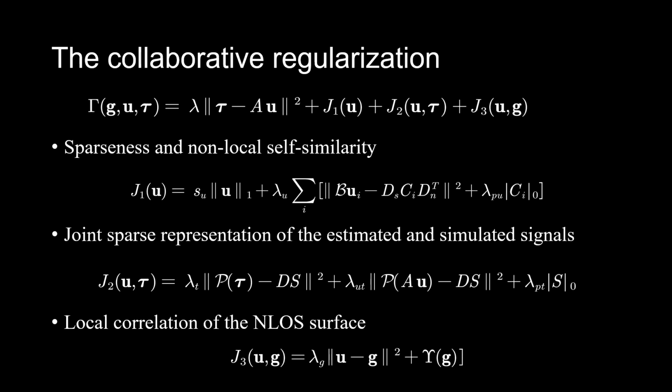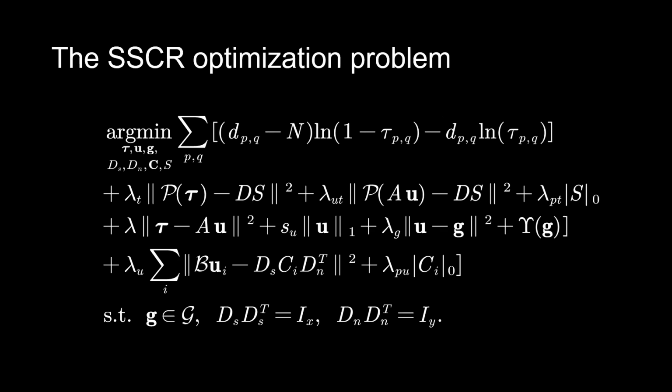In this work, we consider sparseness and non-local self-similarity of the target, as well as the joint sparse representation of the estimated signal and simulated signal. For the surface representation G, we use an implicit regularization upsilon, which will be made clear later. With these settings, we obtain the concrete optimization problem of the proposed SSCR framework, where G is the set previously defined, and ds and dn are orthogonal matrices. There are 7 variables to be solved.